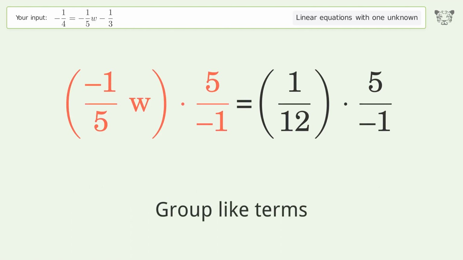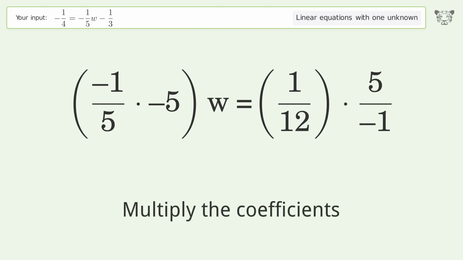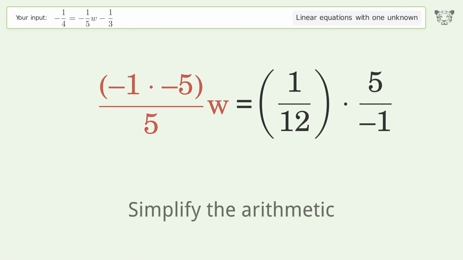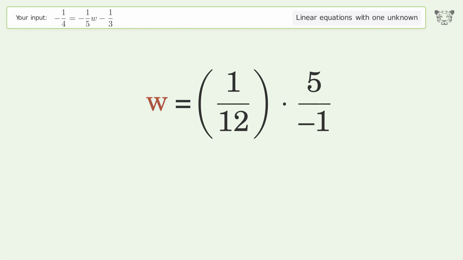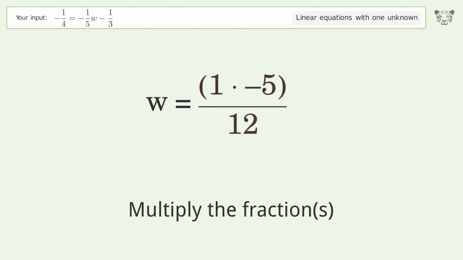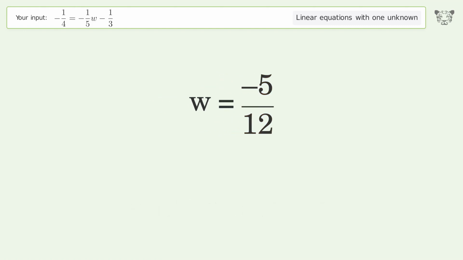Group like terms. Multiply the coefficients. Simplify the arithmetic. Multiply the fractions. Simplify the arithmetic. And so the final result is w equals -5/12.